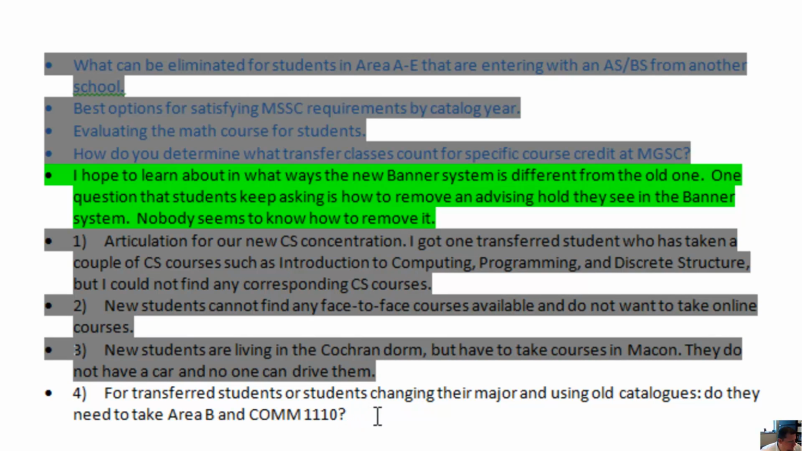Transferred students or students changing their major and using old catalogs, do they need to take Area B and COM 110? Yes, they do. They do need to satisfy Area B. If they're coming from a different major and they've taken a different Area B elective, that's not a problem. As far as the COM 110, that's a course that's required in the School of IT, where a lot of the other programs will allow courses such as art appreciation or theater appreciation or music appreciation.